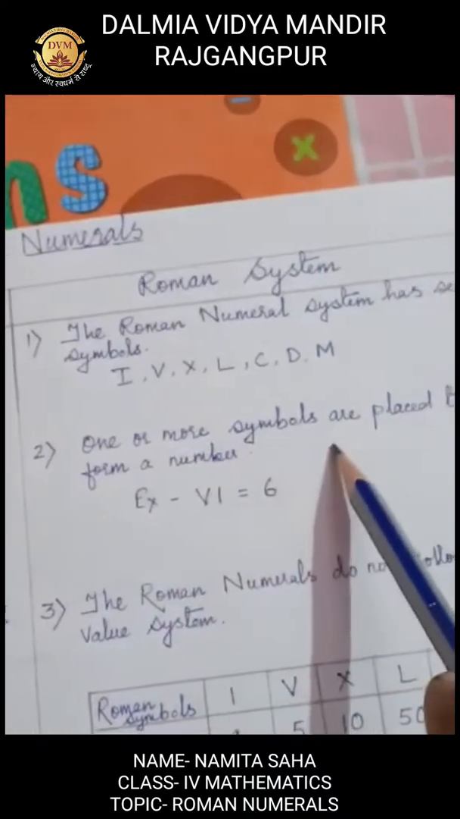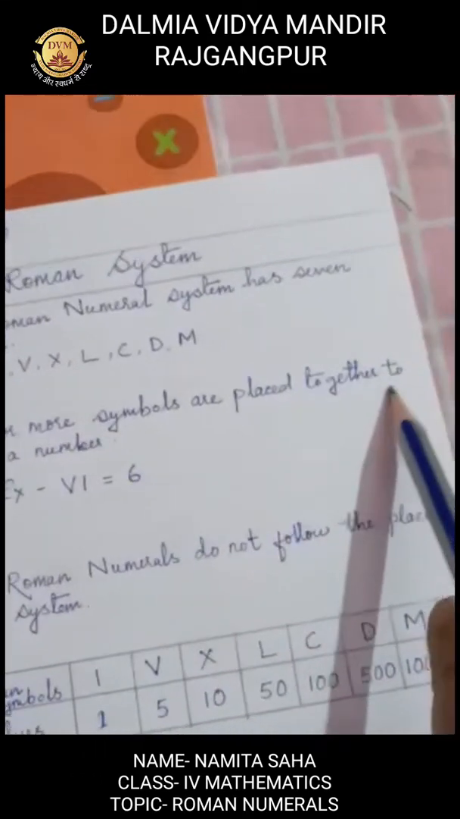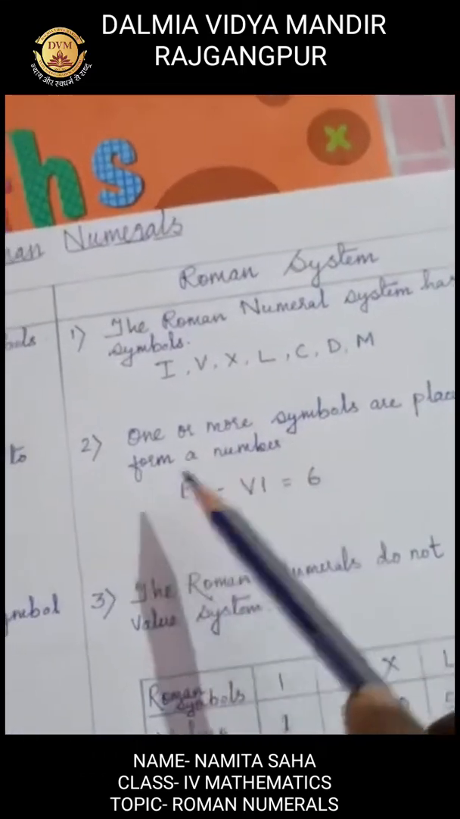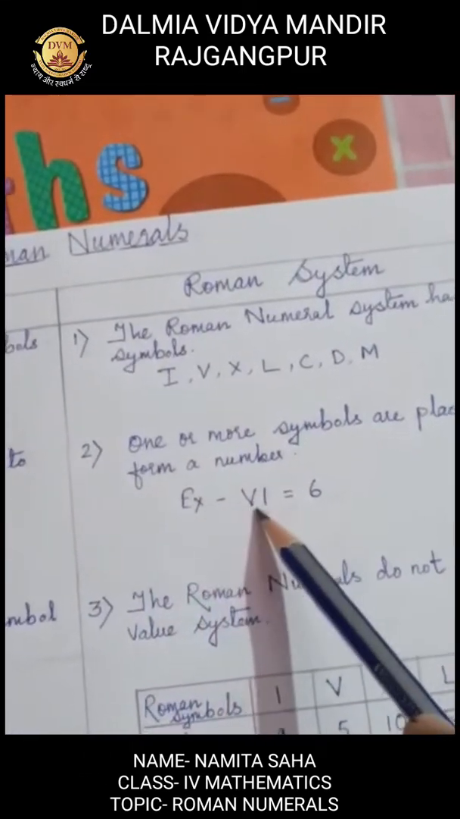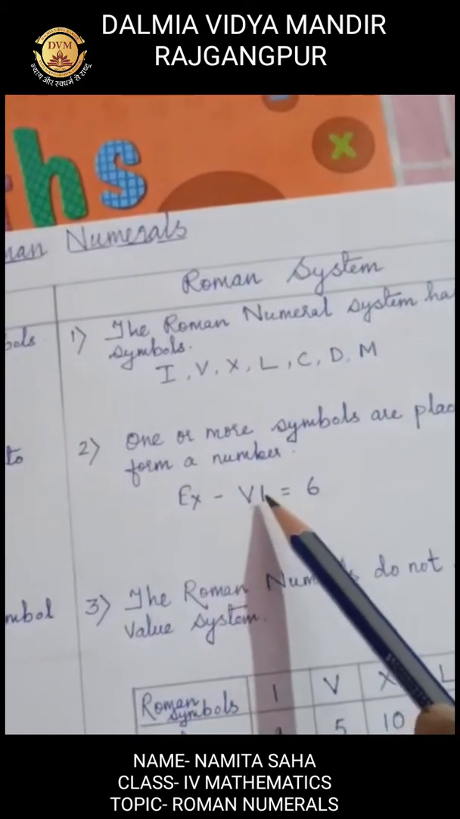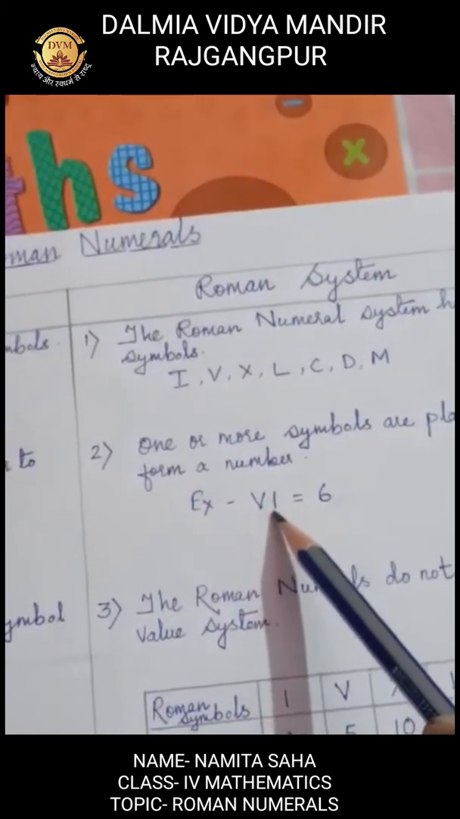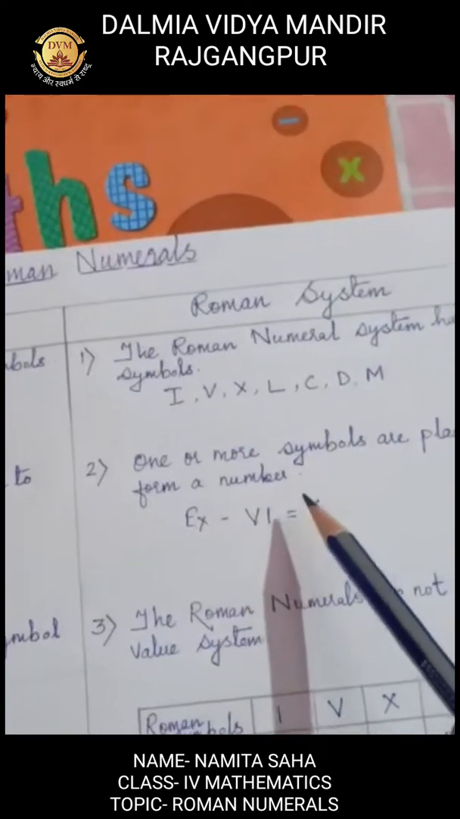It is also the same in Roman numerals. One or more symbols are placed together to form a number. Let us consider one example. You can see 2 symbols here, that is V and I. These 2 symbols are placed together to give the Hindu-Arabic number 6.